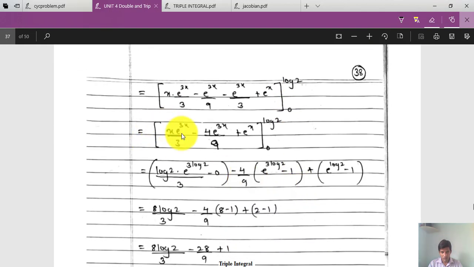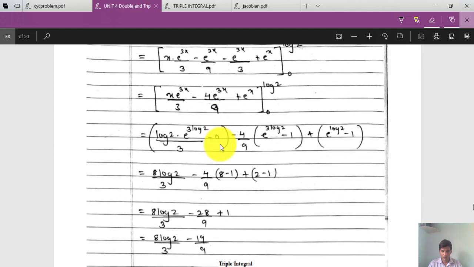So again if I simplify this, because of e raised to 3x and e raised to 3x divided by 3, if I take this, it turns out to be 4 e raised to 3x divided by 9. So see here, now this is my upper limit, this is my lower limit.